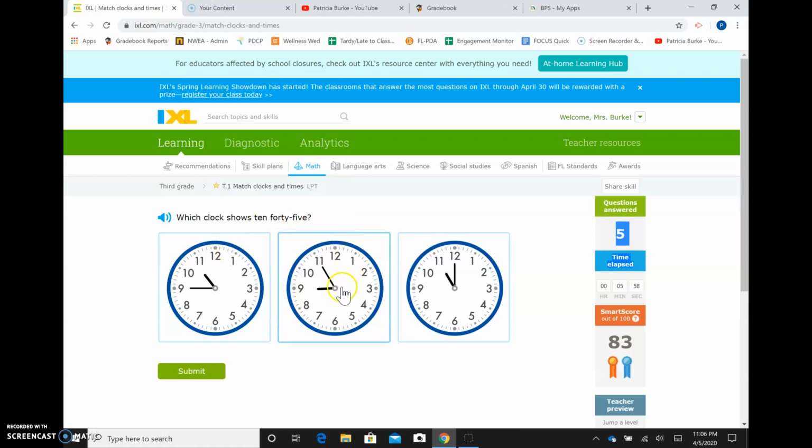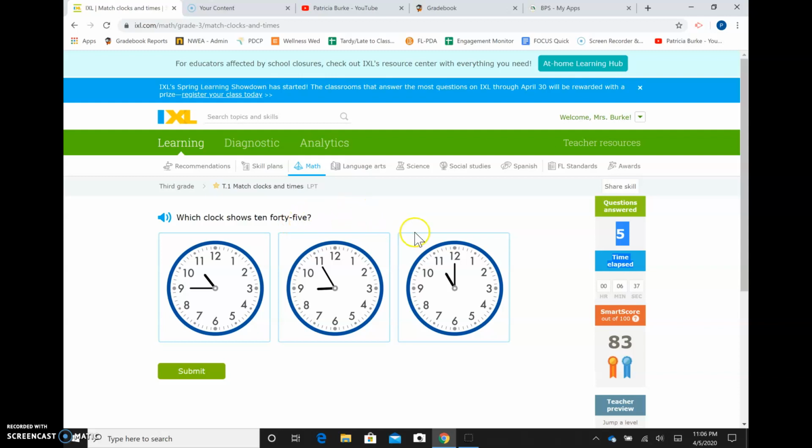Let's check out our short arm here. Ooh, our short arm here is at the 8, but not quite to 9. So, ooh, that can't be it. So we know this middle one, that's not an option. Okay, let's check out our short arm here. We go around clockwise. Well, it is past the 10. It looks like it's pretty darn close to 11. But let's check out our minute hands. That's a maybe.